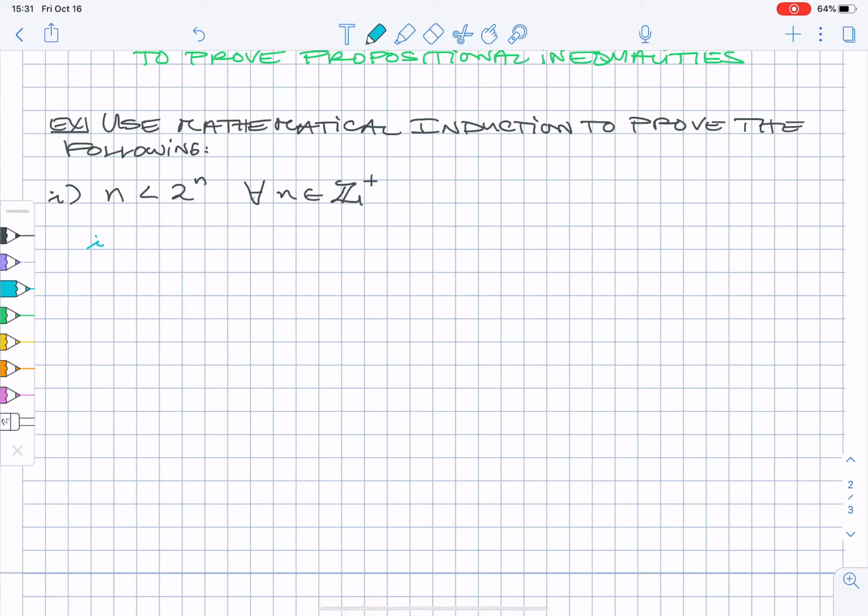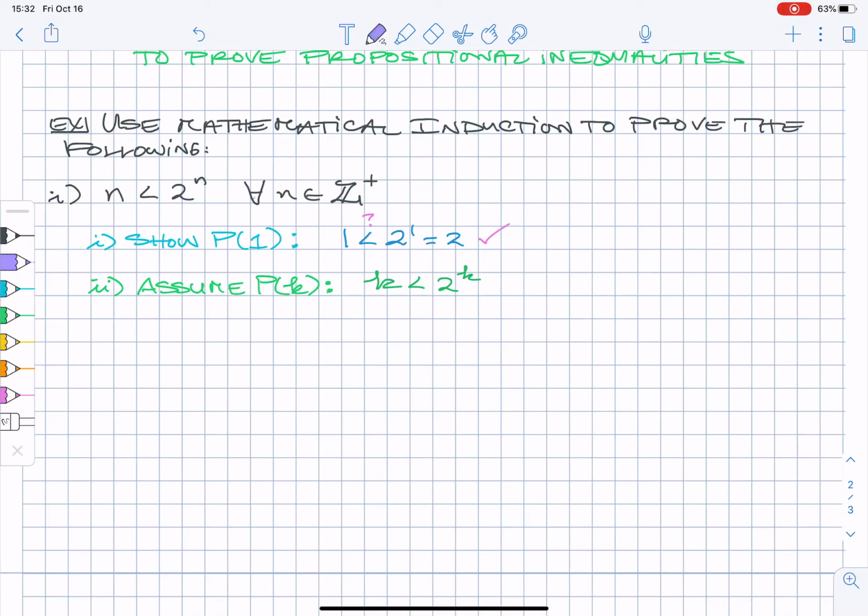Okay, so step one is to show that the proposition is true at 1. So is it true that 1 is less than 2 to the 1? Well, what is 2 to the 1? 2 to the 1 is 2. So, yes, it's true that 1 is less than 2. I agree. Okay, so number 2 would be the assumption step. So we just assume that the proposition at k is true. So that means we assume that k is strictly less than 2 to the k.